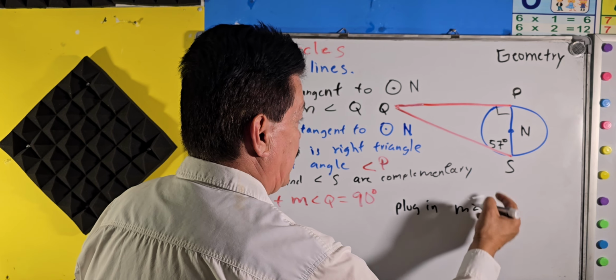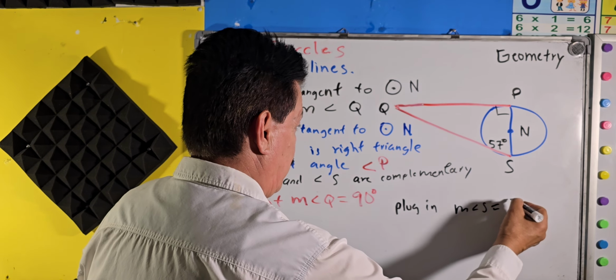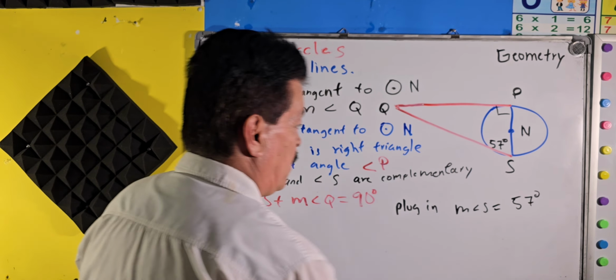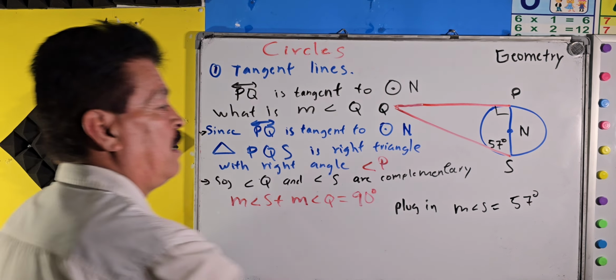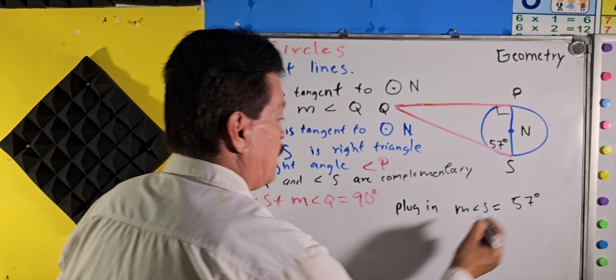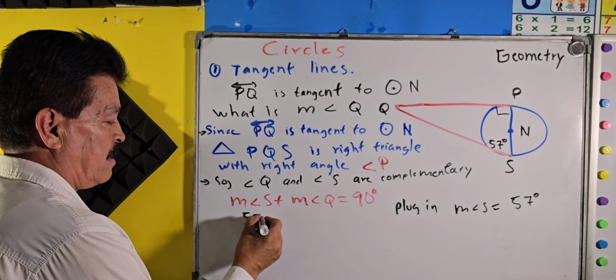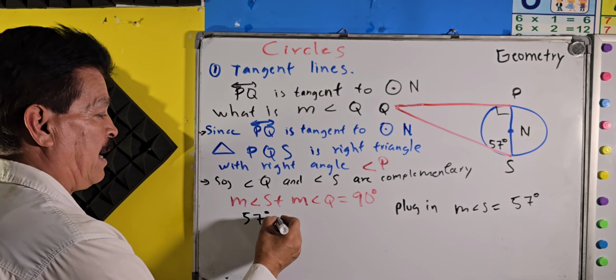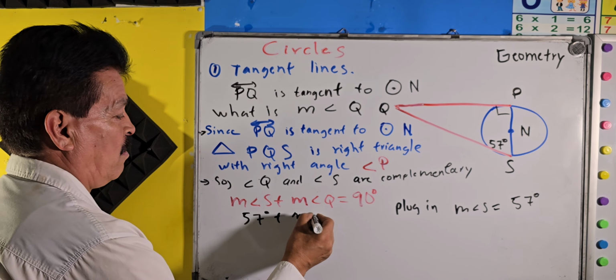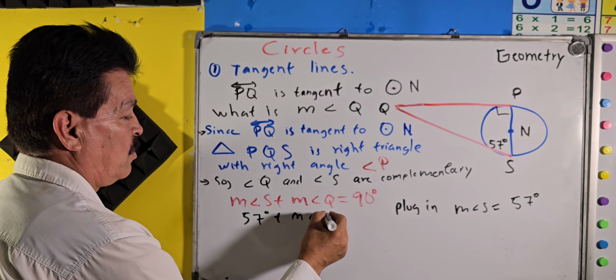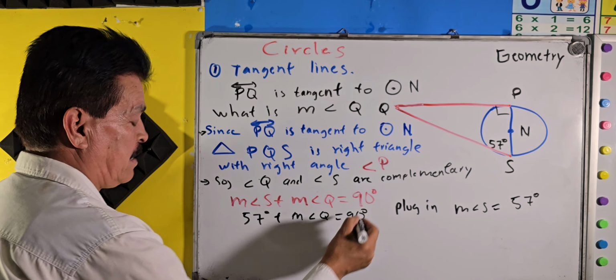Measuring of angle S, this one, equals 57 degrees, right here. So write 57 degrees, plus measuring of angle Q equals 90 degrees.